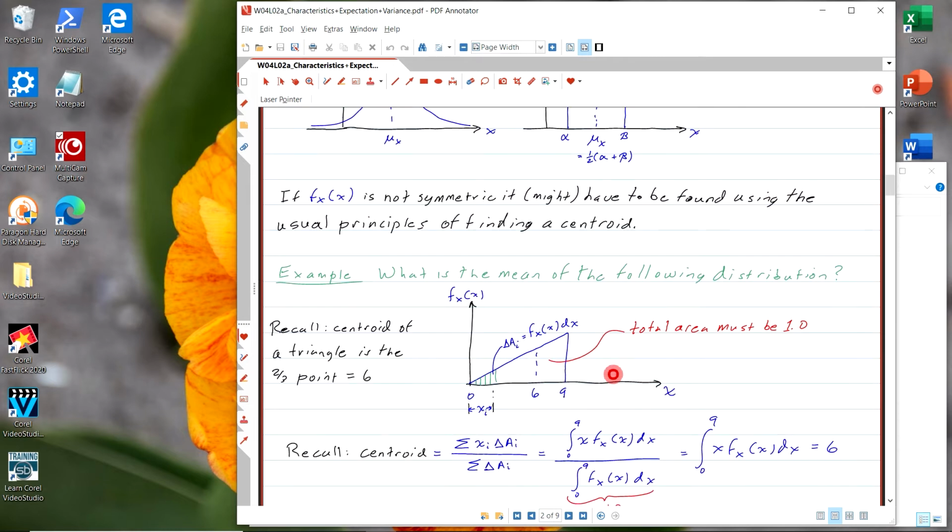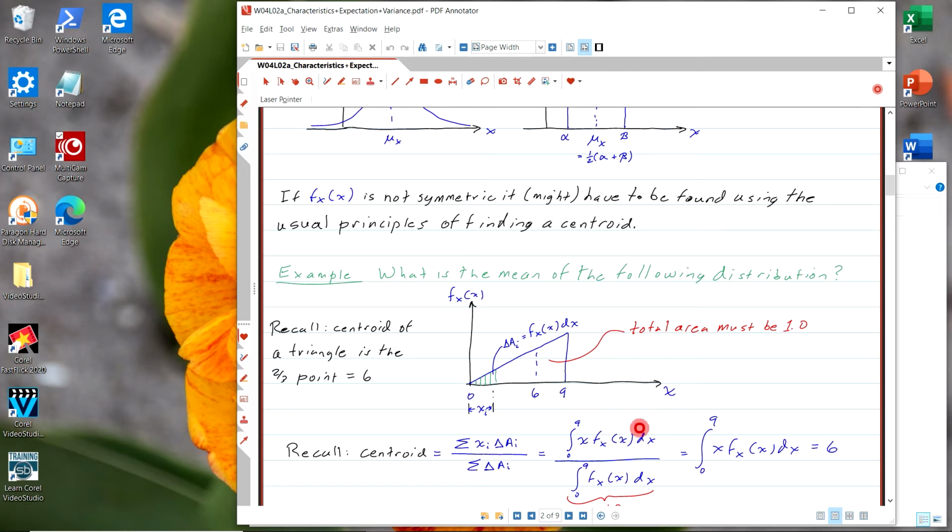We can get this by computing, as we did for a centroid, the sum of the xi's times delta ai. We chop it up into a series of little areas, and they're each at a certain distance from the start. Add those weighted distances up and divide by the total area. Well, if this is a probability density function, that total area must be 1. So the area under f of x must always be equal to 1.